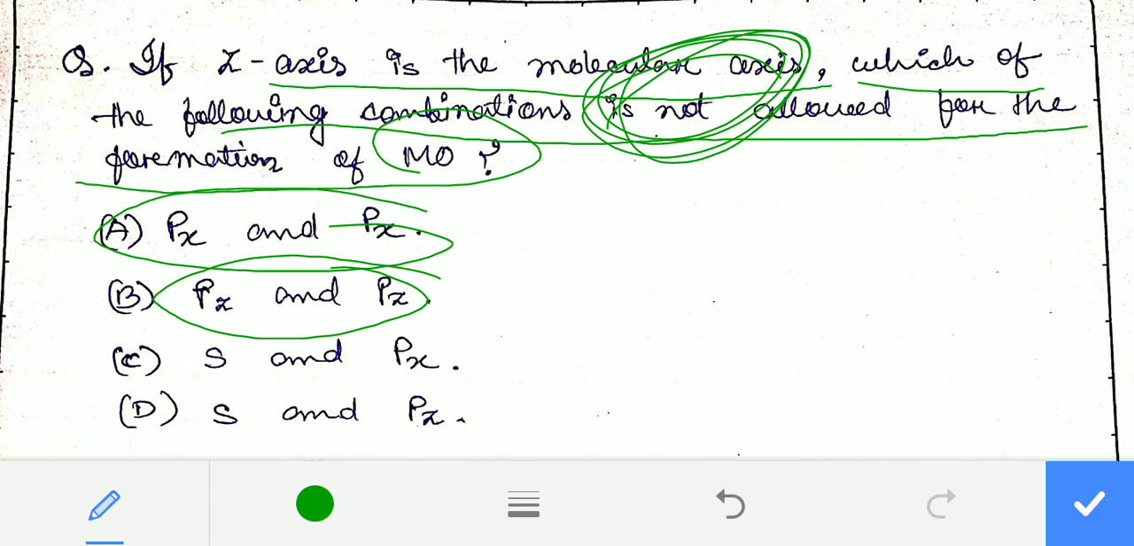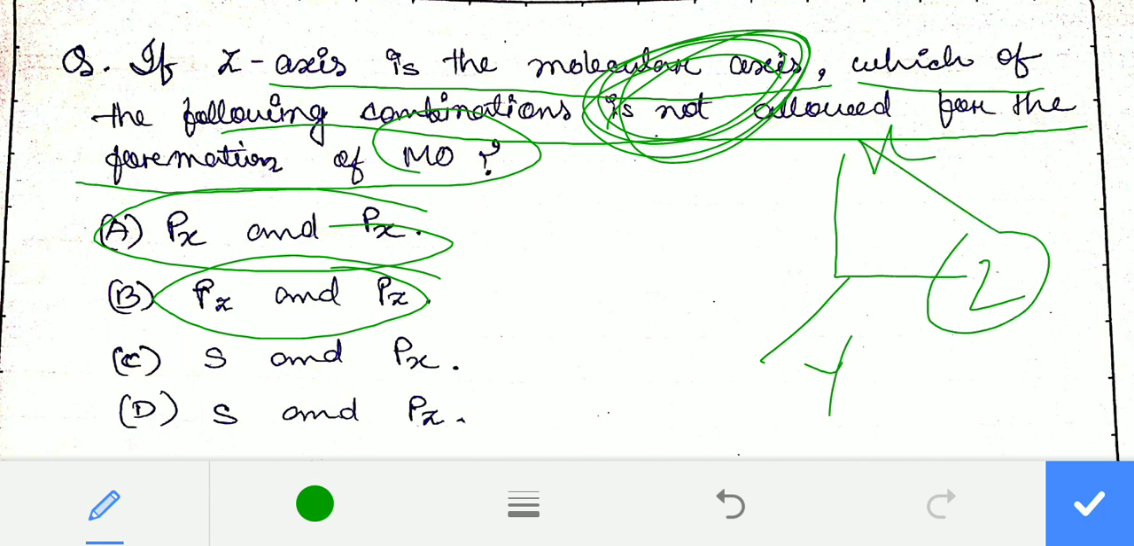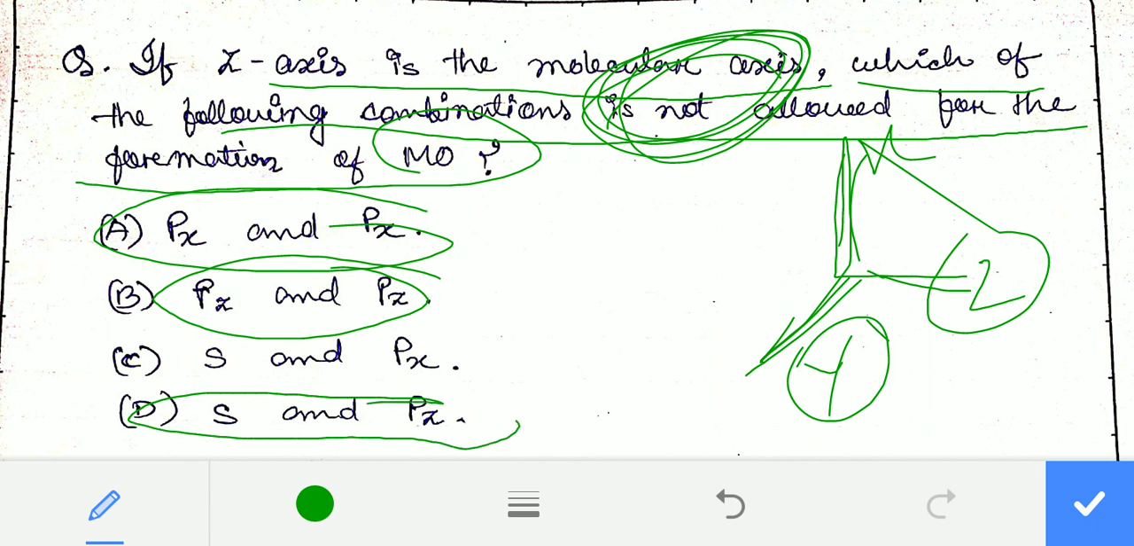Now it is clearly mentioned in the question that the z-axis is the molecular axis. Since the z-axis is the molecular axis, S and Pz can combine. That is, this combination is symmetry allowed, or you can say they are in the same plane, or same energy, so this combination will be allowed.